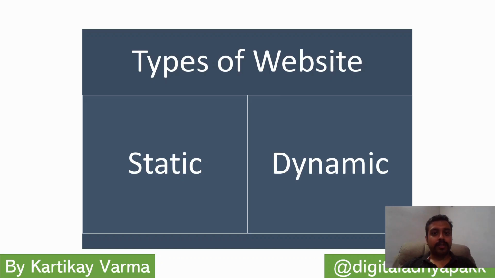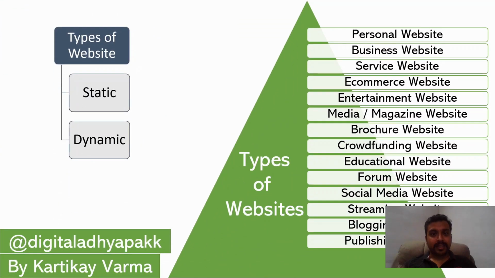Now if you go ahead with dynamic websites, there is a big differentiation between the types of websites based on the content they have as well as the purpose they are being used for. So based on the purpose, we have these different kinds of websites: personal, business, service, e-commerce, entertainment, media or magazine websites, brochure websites, crowdfunding, educational, forum, social media websites, and streaming websites. These are basically video websites like Netflix and Amazon Prime, blogging sites, and publishing sites.